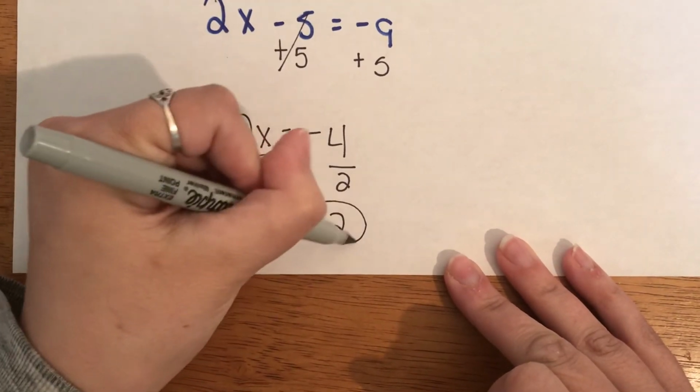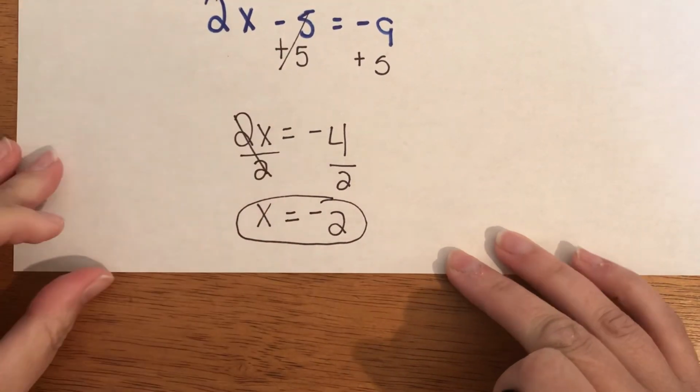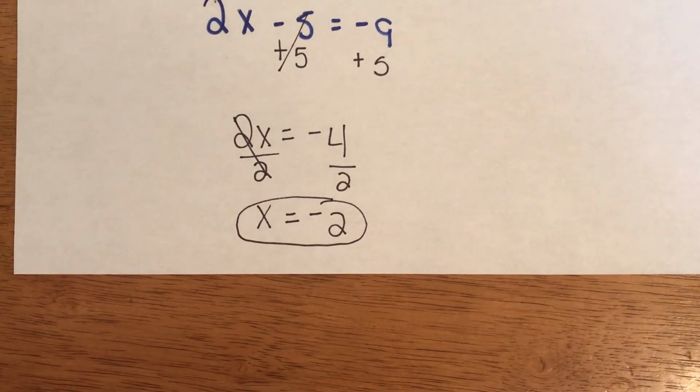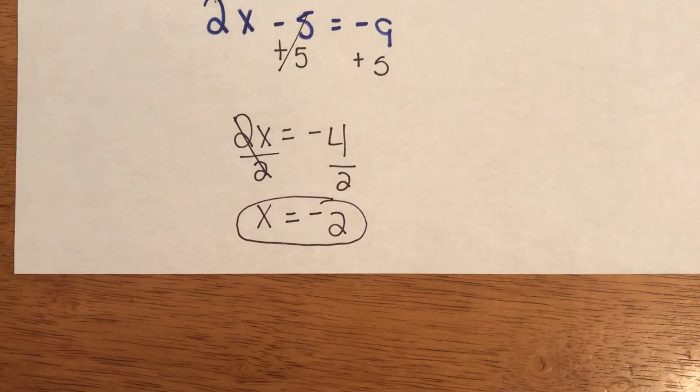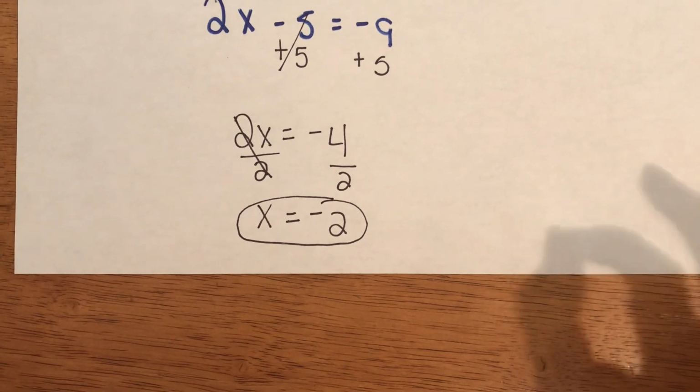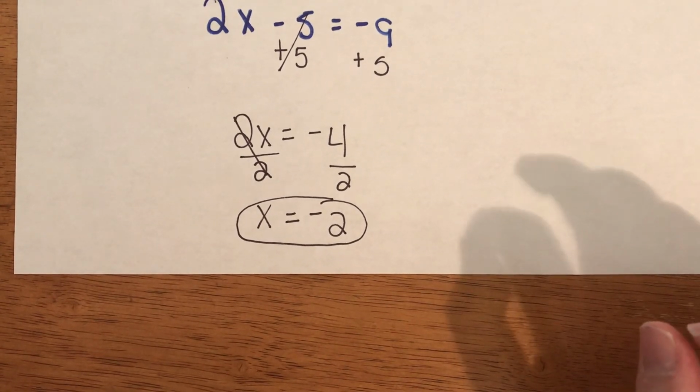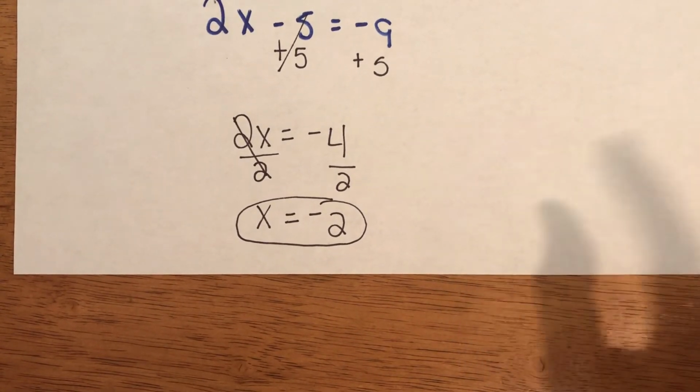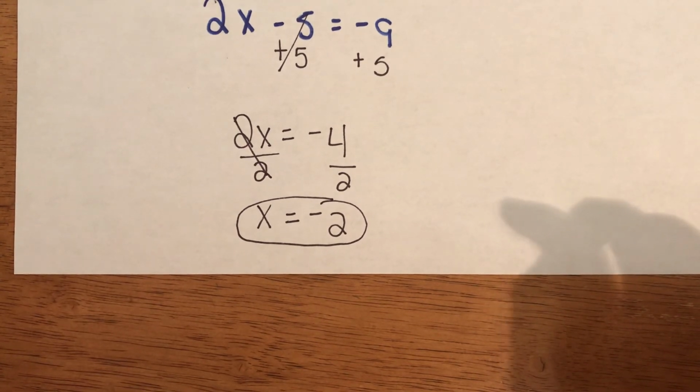Remember, you can always take your final solution and plug it back into the original problem. If the left-hand side and the right-hand side end up being the same exact number, in other words, the left equaling the right, you know that the solution that you came up with is the correct solution.